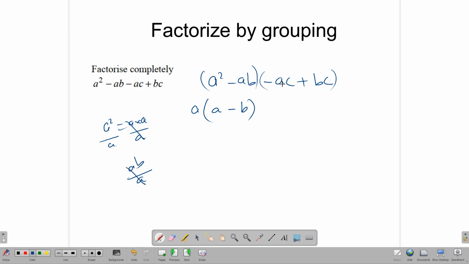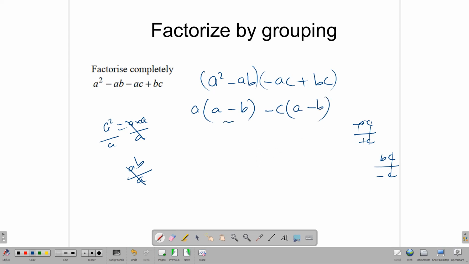Now, we remember, the factor for this bracket takes the sign that is here, so we're going to write a minus, and c, because c is what is common there. And so you have a minus ac divided by minus c. The negatives cancel out, the c's cancel out, and it leaves us with a. Now we have a bc, which is a positive bc, and we're dividing it by negative c. The c's cancel out, and what we're left with is a minus b.